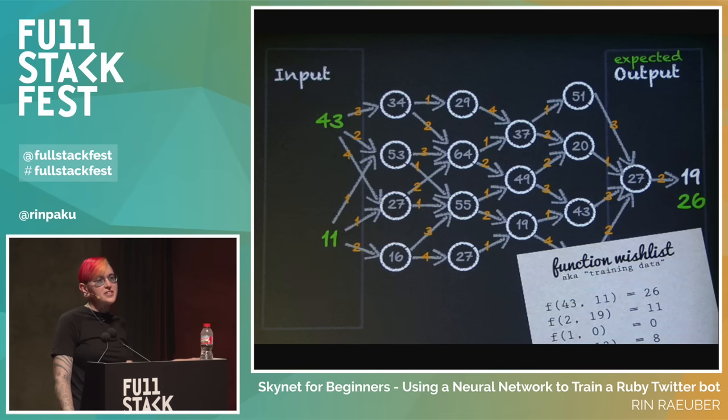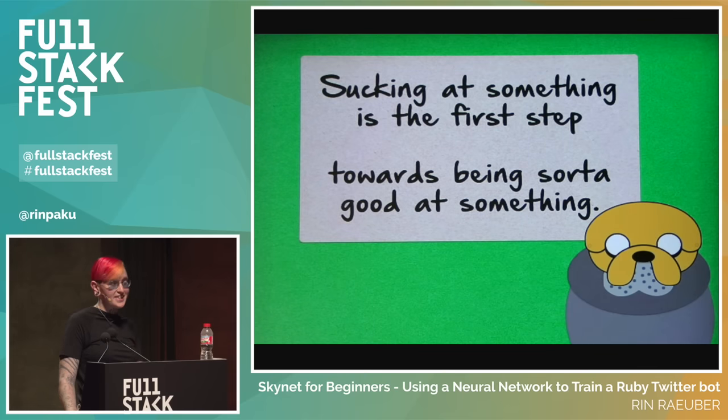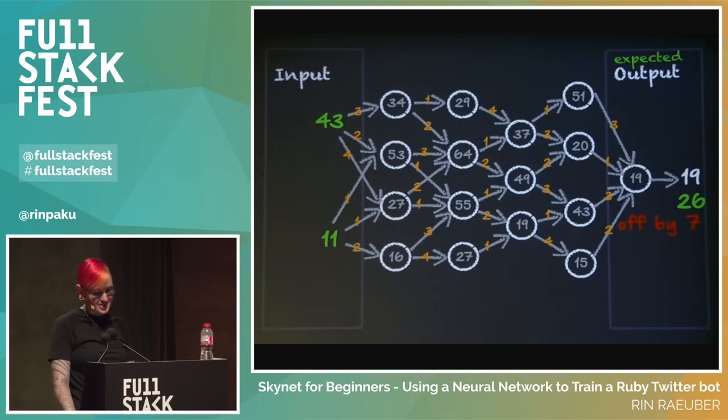But I've told you, this thing is able to learn. And just like in real life, learning starts with making mistakes. I had to put this quote in here. Like Jake would say, sucking at something is the first step towards being sort of good at something. So that's also true for neural networks. Instead of discarding all this, let's look at the error a little closer. We're off by 7, so might be a lesser known variant of the off by 1 error, but it's not.